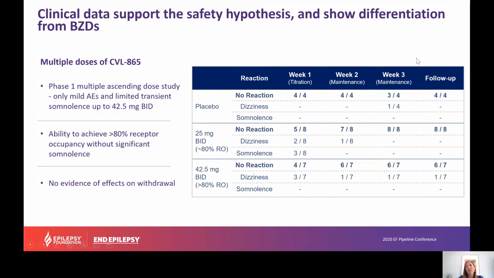And another interesting observation, an important observation from this trial, was that there are no effects on withdrawal. So when we abruptly discontinued CVL-865 after 3 weeks of dosing here, we saw no withdrawal symptoms reported by the subjects. And this isn't the case for benzodiazepines, where frequently you would see reports of withdrawal following abrupt discontinuation. So this again is an important differentiating factor from benzodiazepines.